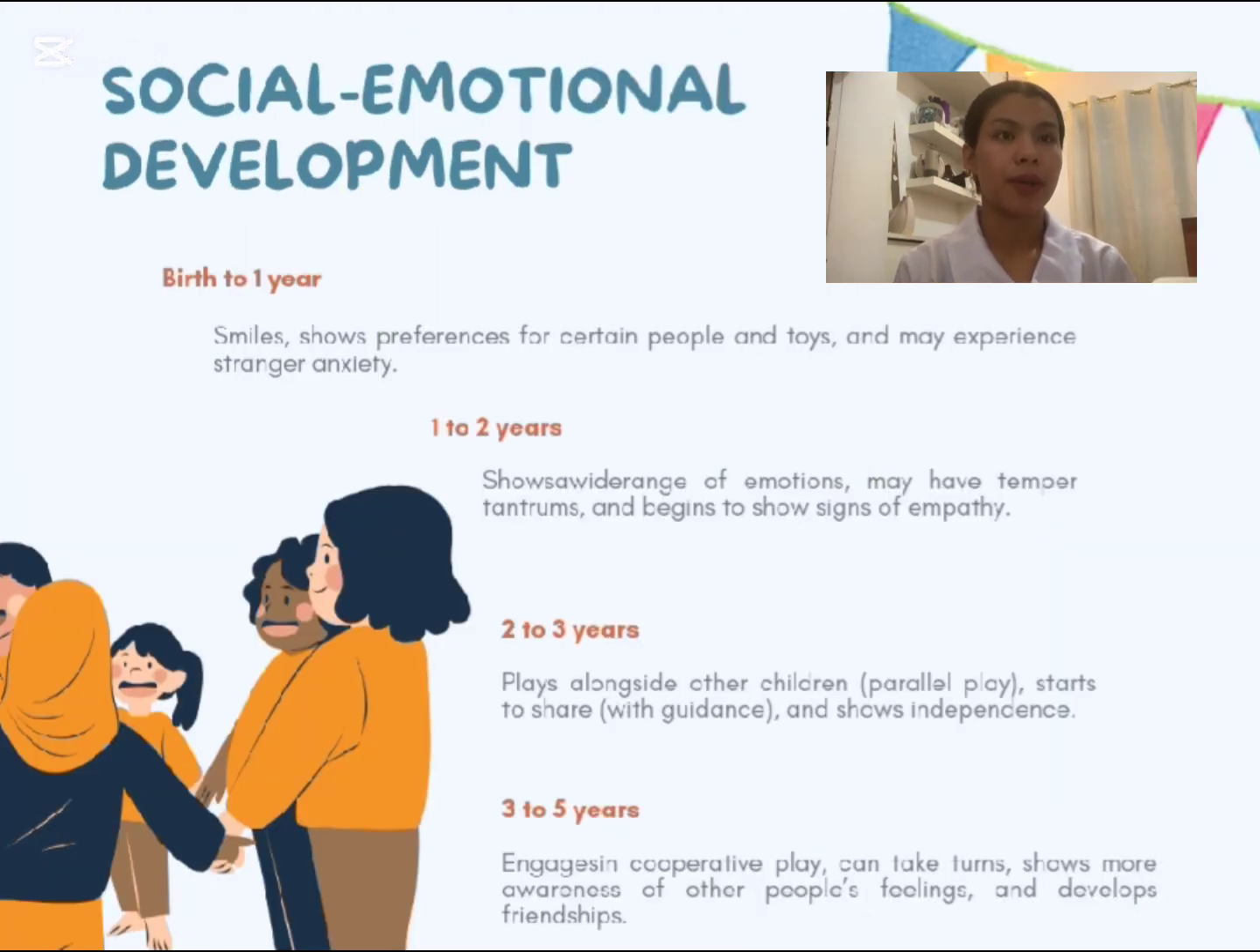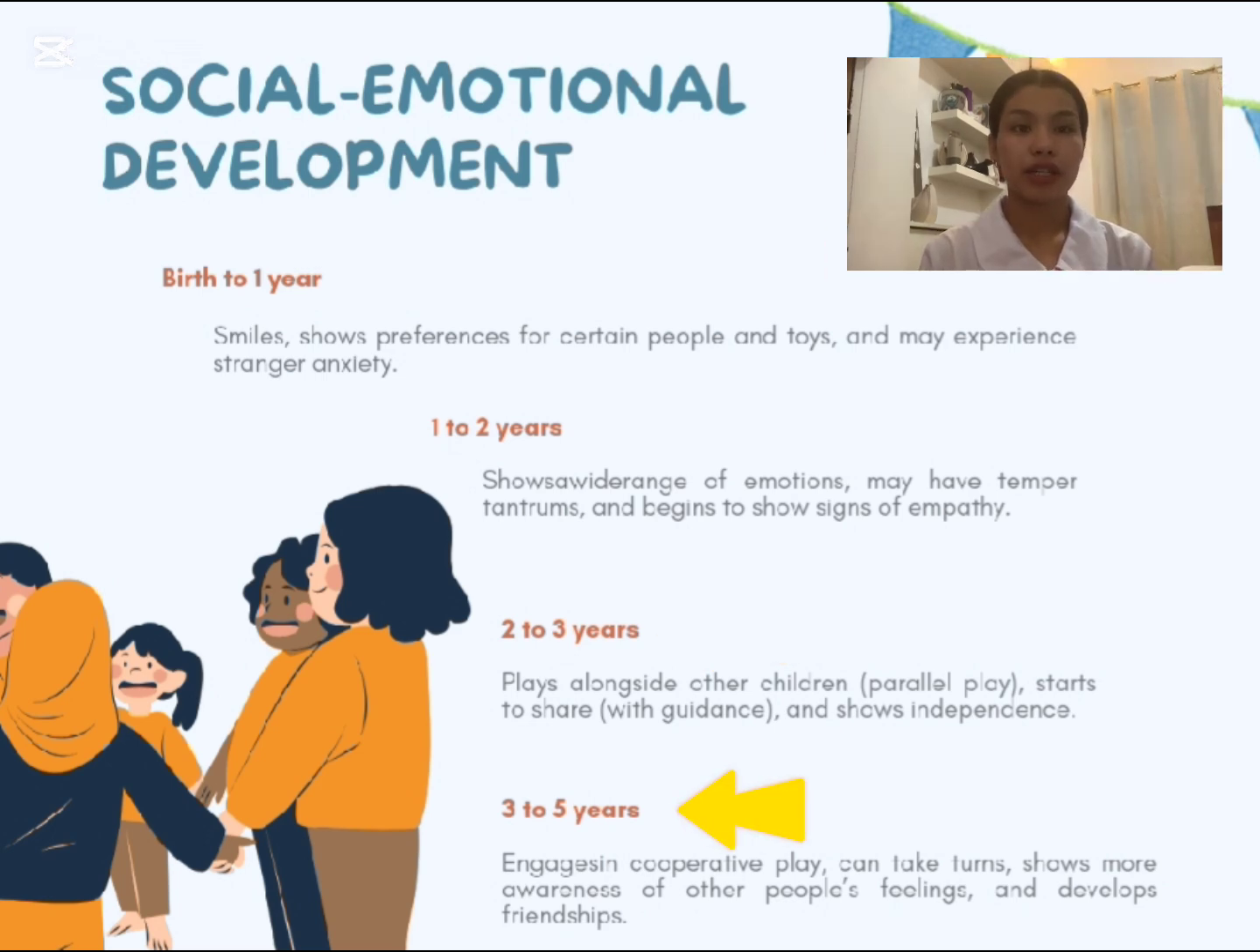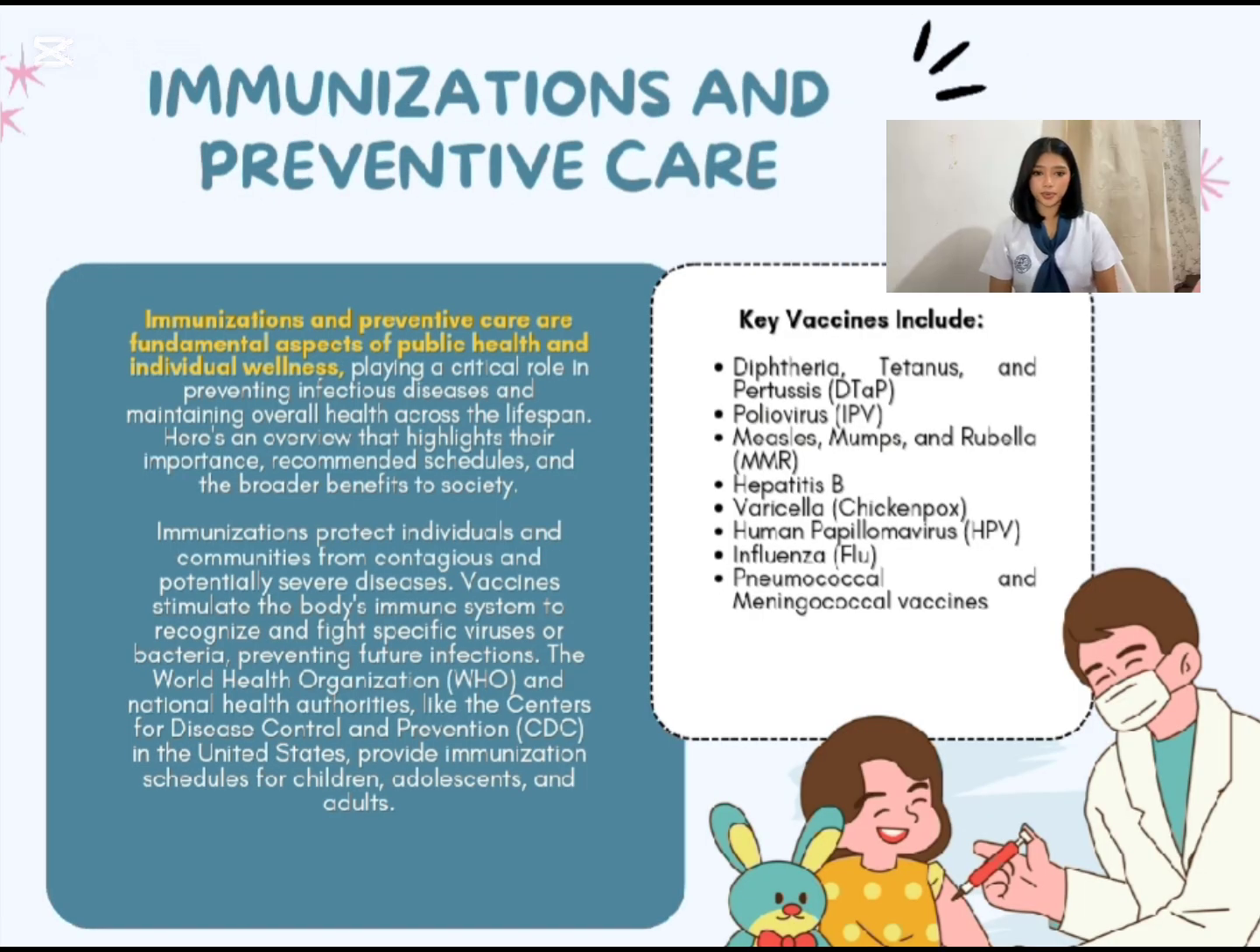Emotional development. Birth to 1 year: smiles, shows preferences for certain people and toys, and may experience stranger anxiety. 1 to 2 years: shows a wide range of emotions, may have temper tantrums, and begins to show signs of empathy. 2 to 3 years old: plays alongside other children, parallel play, starts to share with guidance, and shows independence. 3 to 5 years: engages in cooperative play, can take turns, shows more awareness of other people's feelings, and develops friendships.